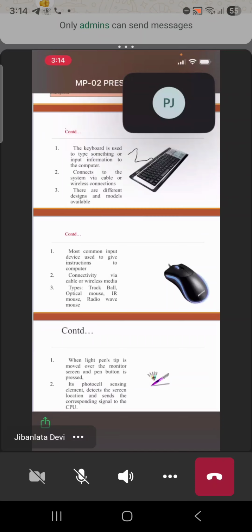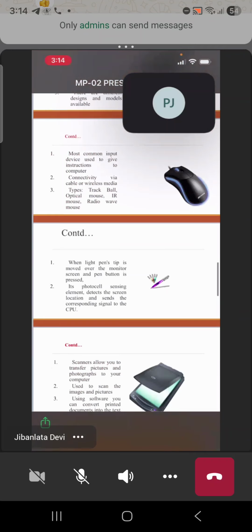For example, the keyboard. The keyboard is used to type something or input information to the computer, and it connects to the system via a cable or wireless connection. Everybody knows about it, how to use the keyboard and how we enter the data. There are different designs and models of keyboards available.